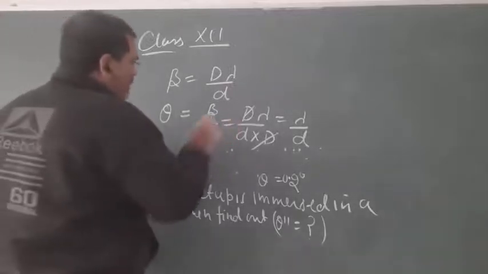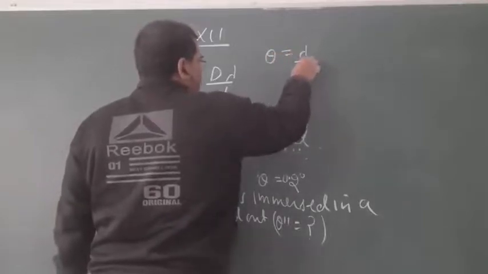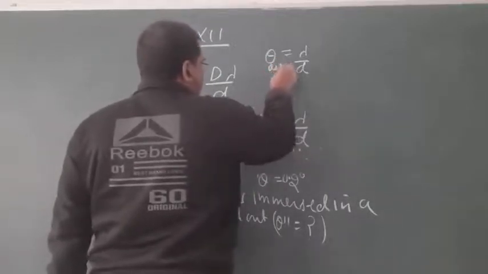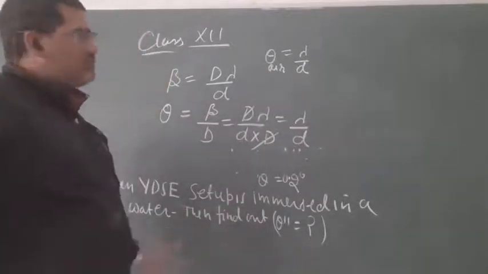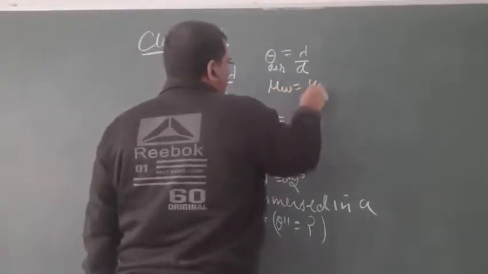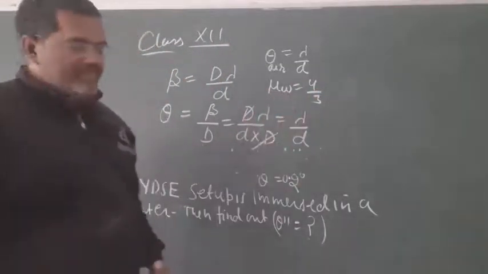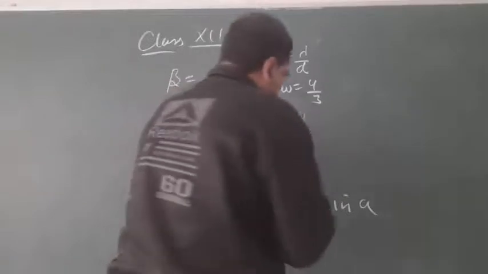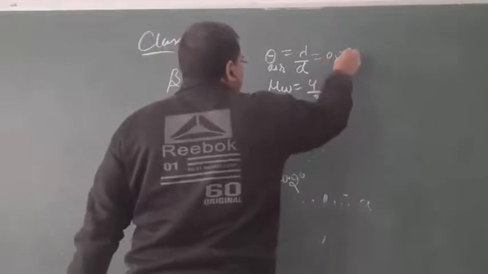We are given that in air the angular fringe width is lambda by d. This is the angular fringe width in air, and we have to find the angular fringe width in water. As we know, mu for water is equal to 4 by 3. This is the refractive index, that is, the optical density of water, you can say. This is given as 0.2 degree.